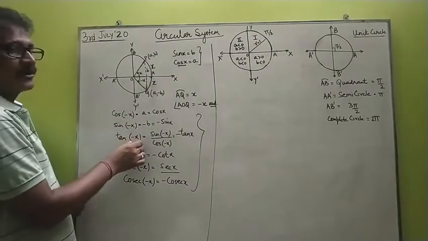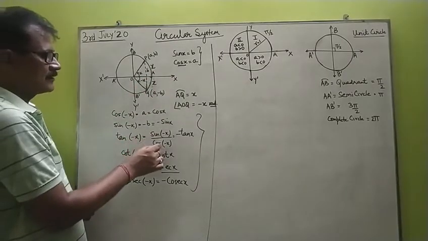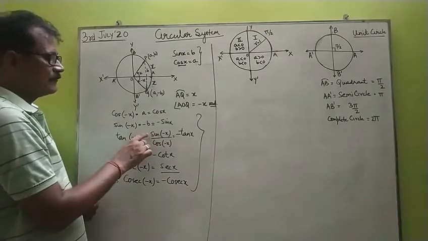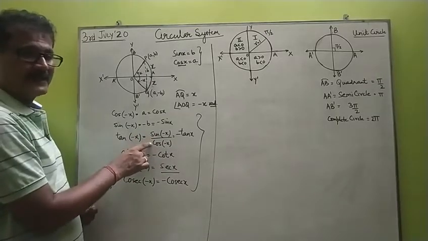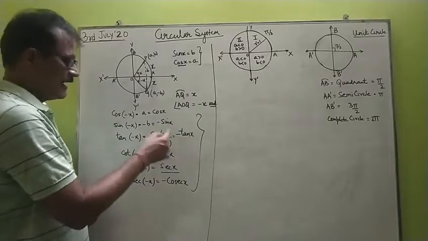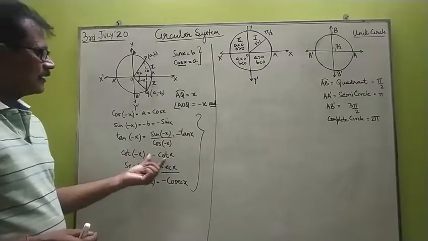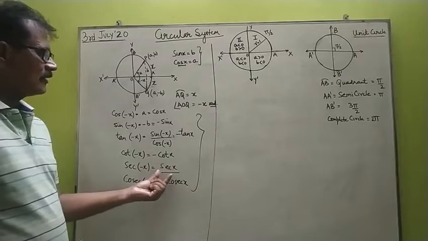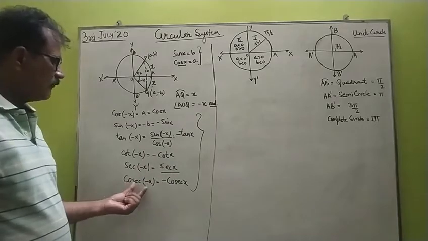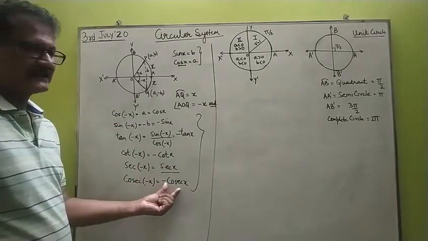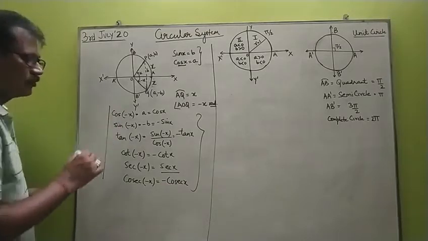Tan of minus x accordingly, which is the ratio of sine of minus x and cos of minus x, sine of minus x being negative and cos of minus x being positive, will lead to minus tan x. And similarly, cot of minus x will become minus cot x, sec of minus x will remain sec x, and cosec of minus x will become minus cosec x. So this also you need to note down.